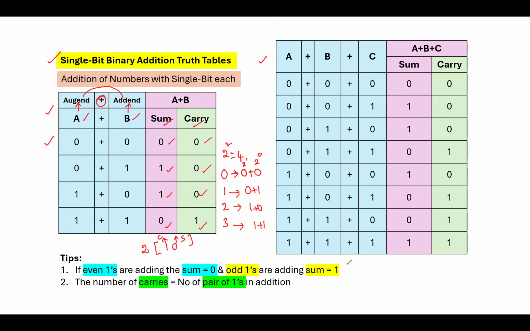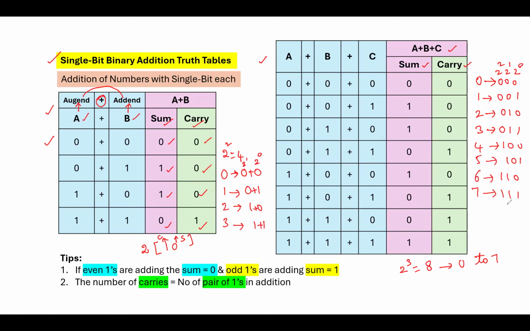Similarly, A plus B plus C, which gives the addition A plus B plus C and provides the outputs as sum and carry. Here three inputs we have taken. That's why 2 power 3 combinations we can write. That is 8. 8 means 0 to 7. The 0 equivalent binary with three inputs is 0, 0, 0. 1 means 0, 0, 1 based on the weights 2 power 0, 2 power 1, 2 power 2. We should write 2 as 0, 1, 0. 3 is 0, 1, 1. 7 is 1, 1, 1.